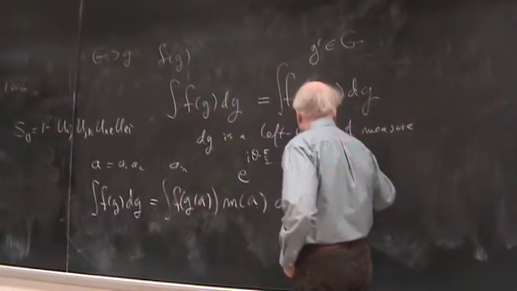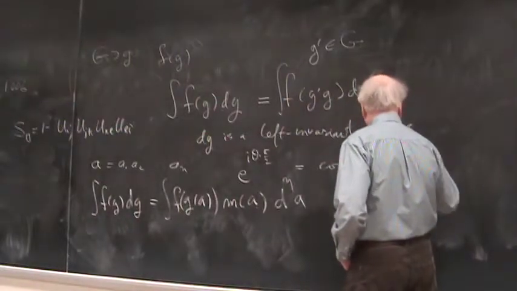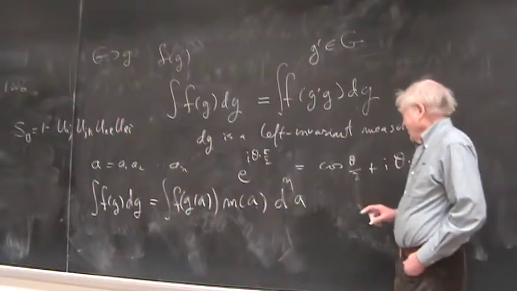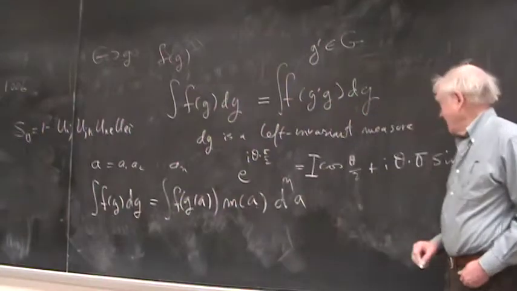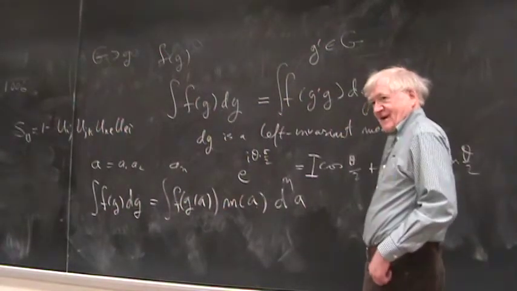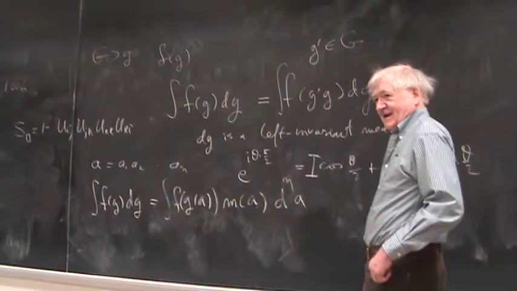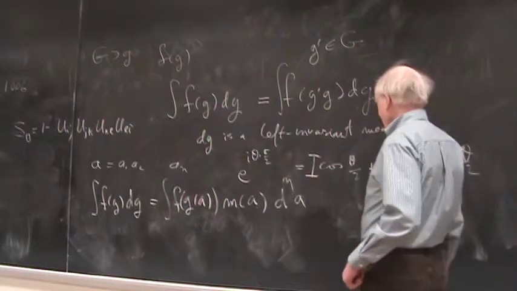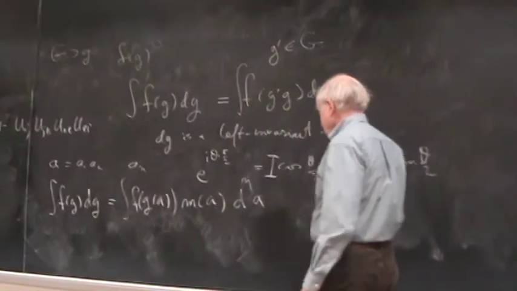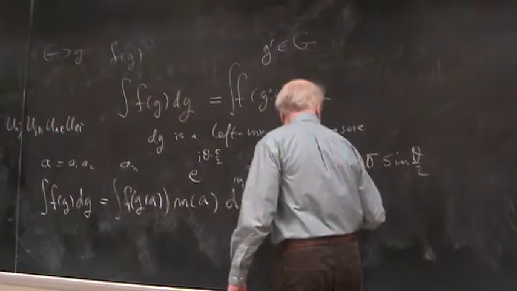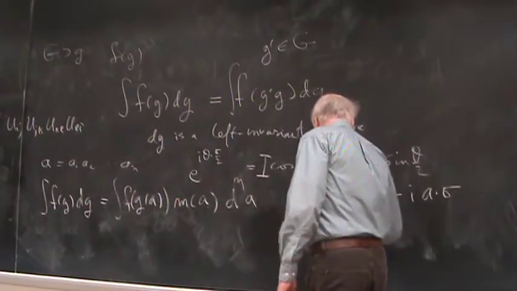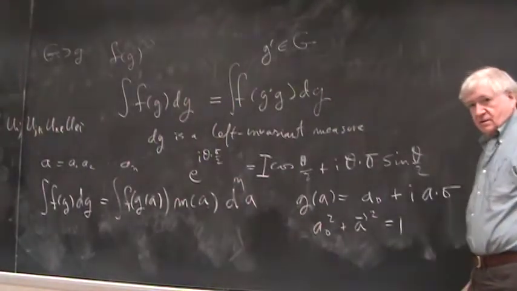In fact, let me make it a little more concrete. This group, if we write it down, is cosine of theta over 2 plus I theta dot sigma sine theta over 2. There's the group identity next to the cosine, the n by n identity. This is a 2 by 2 matrix. Anyway, for example, this group SU2, one way of thinking of it is that a group element G of A is A0 plus I A dot sigma, where A0 squared plus A vector squared is equal to 1.